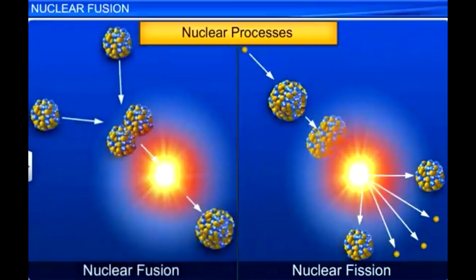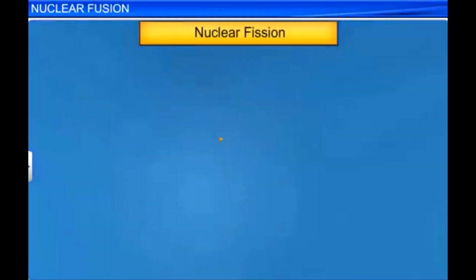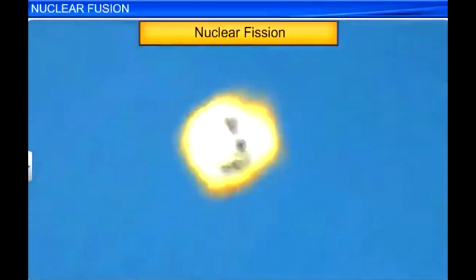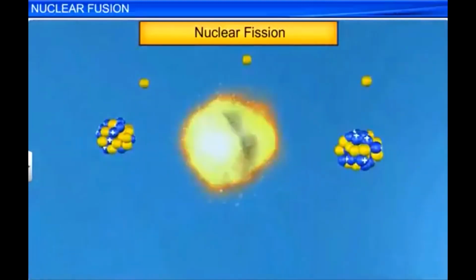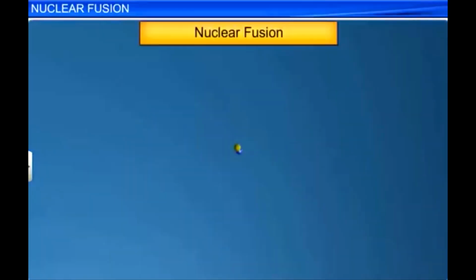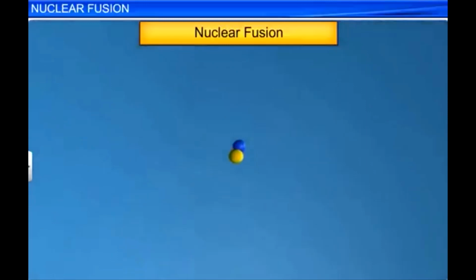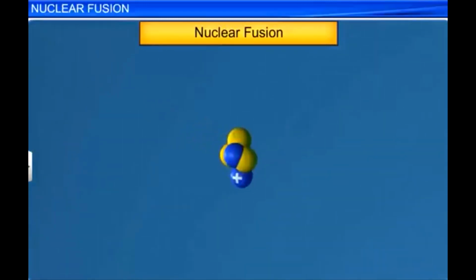Nuclear fission and nuclear fusion are two nuclear processes that release enormous amounts of energy. You have already learned about nuclear fission. It is a process in which a heavier nucleus splits into two lighter nuclei with the release of a large amount of energy. Now, you will study about nuclear fusion. In the nuclear fusion process, two lighter nuclei combine to form a heavier nucleus, releasing a large amount of energy.